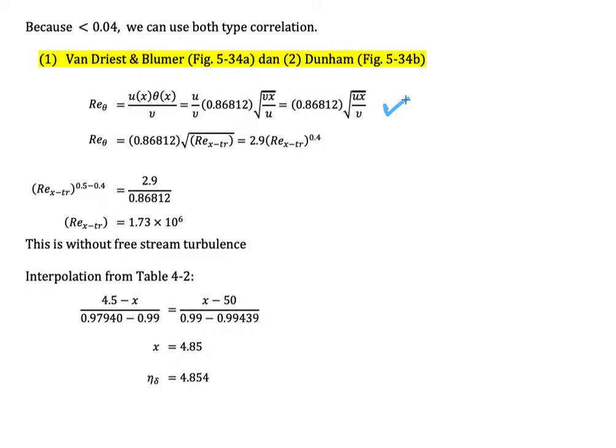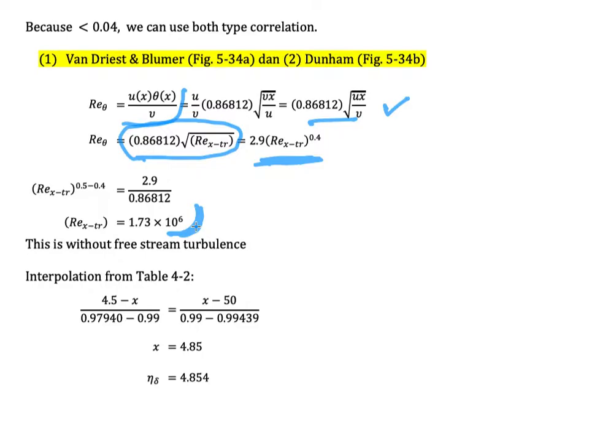We have this equation for Reynolds number theta, and then we substitute the value. We could get this term, and then it is equal to the Michel 2.9 Reynolds number to the power of 0.4, and then we could calculate the Reynolds number as 1.73 times 10 to the power of 6. So this is without free stream turbulence, free stream turbulence without any turbulent intensity.